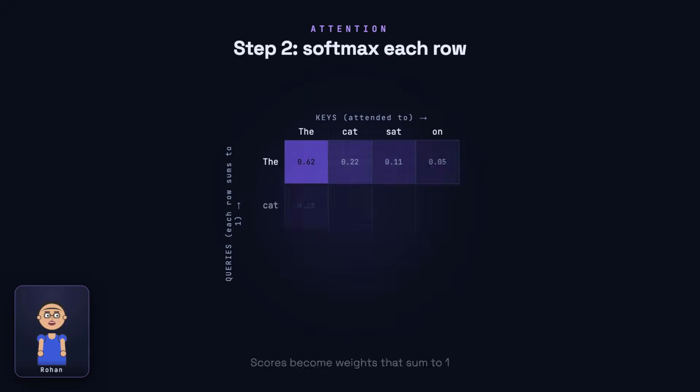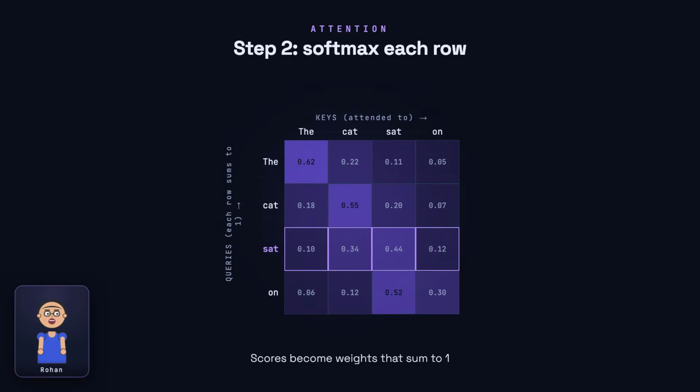We fix that with softmax, which turns each row of raw scores into positive weights that add up to 1. Now each token has a tidy budget of attention to spread across the others. The sat row still leans on cat, but now everything is a clean proportion. Think of it as, how much of my attention do I spend on each token?